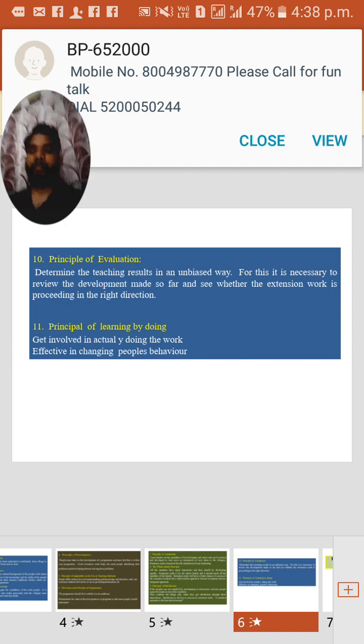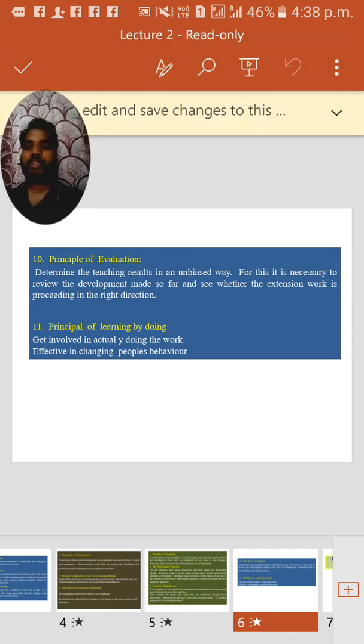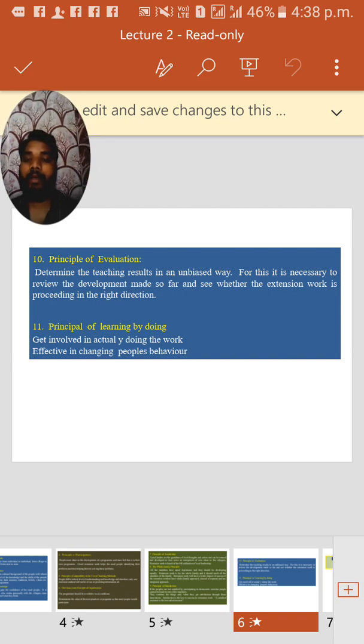Principle of learning by doing. What is the meaning of learning by doing? It is an important principle in extension education. Get involved in the activity, actually doing the work. It is effective in changing people's behaviors. Learning by doing and seeing is believing.